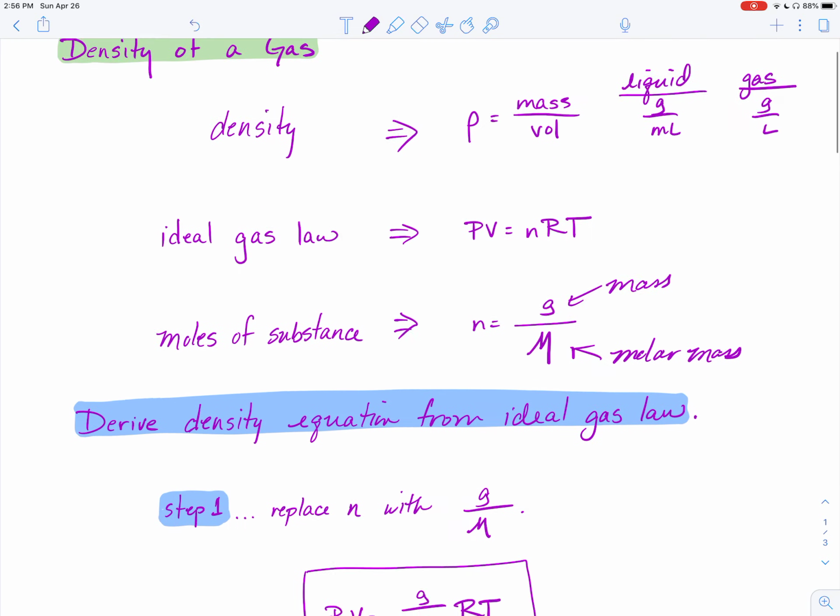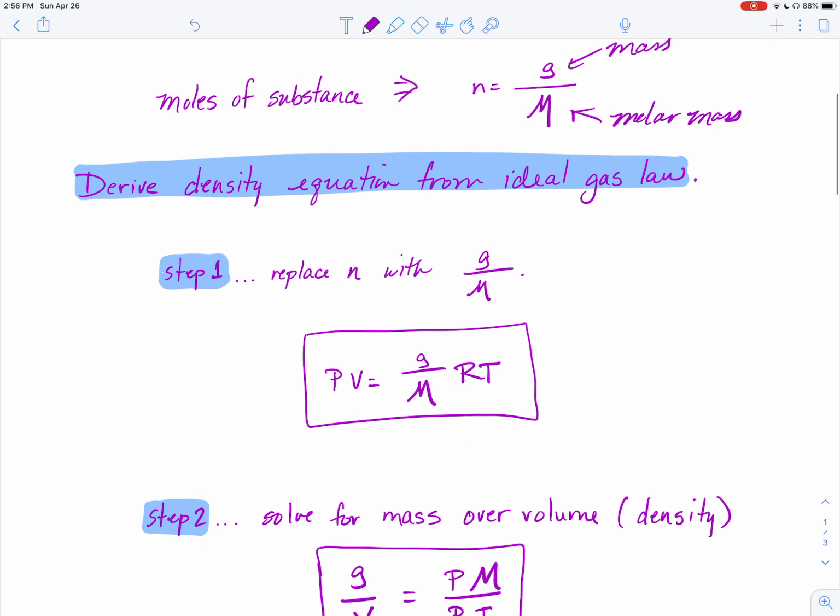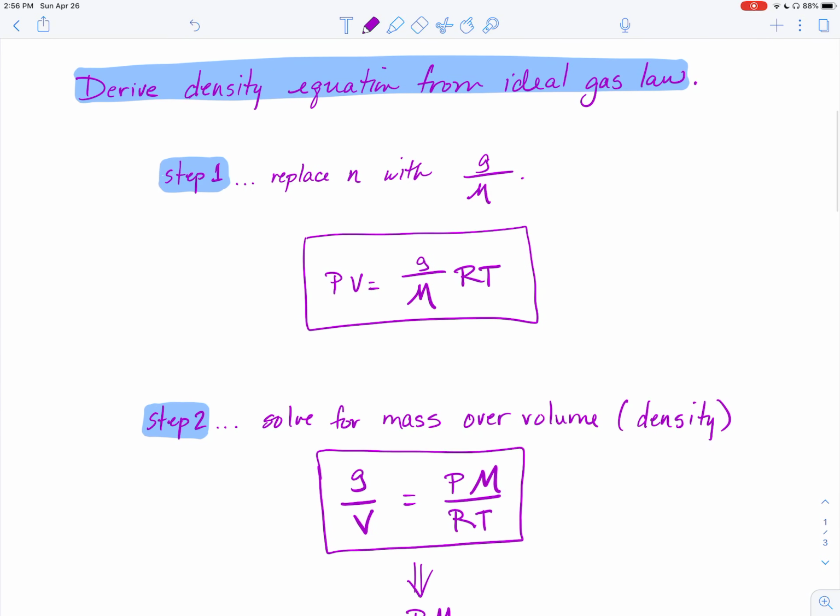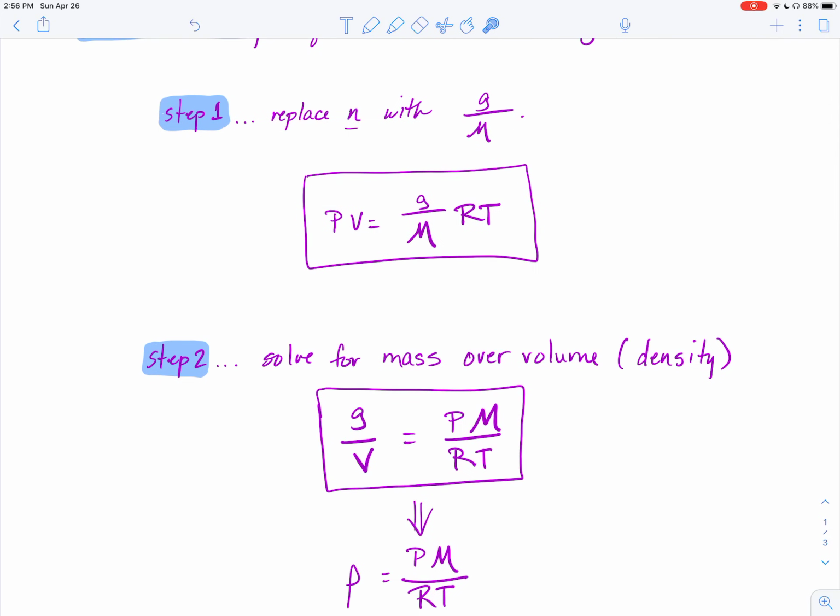So what we'll do is derive an equation for the density using the ideal gas law. First, we're going to replace n with the equation grams per molar mass, and that will look something like what you see here. So in place of n, we have grams per molar mass. Then we're going to solve for the units that will give us mass over volume.